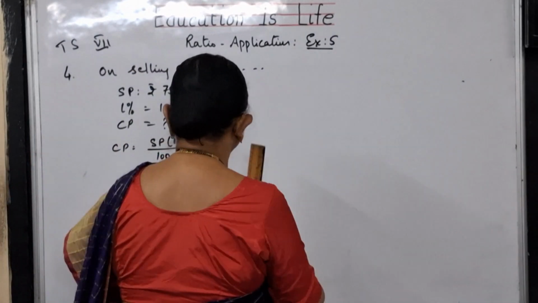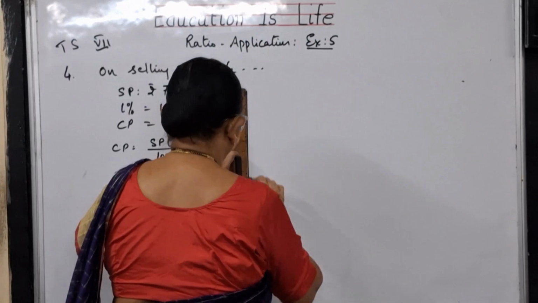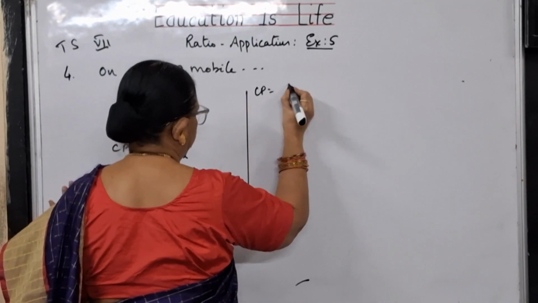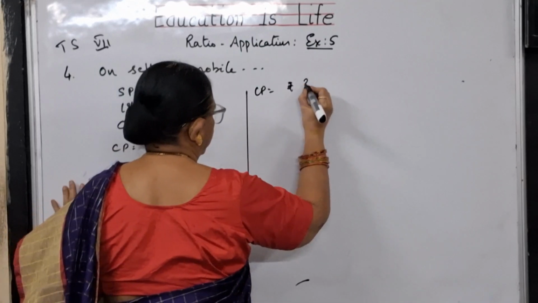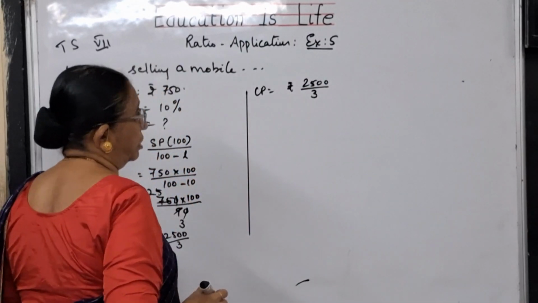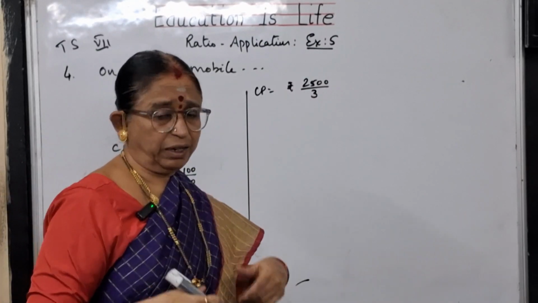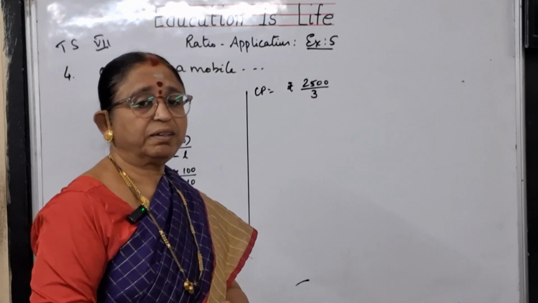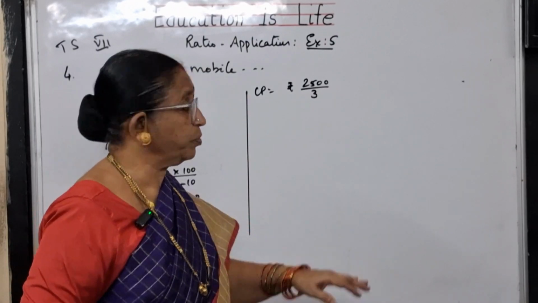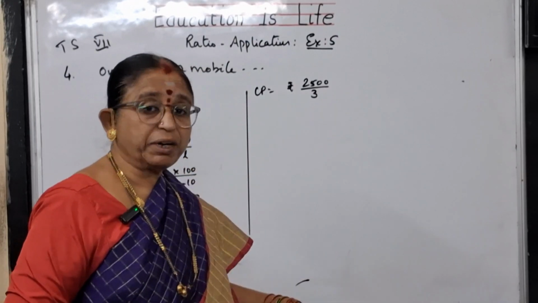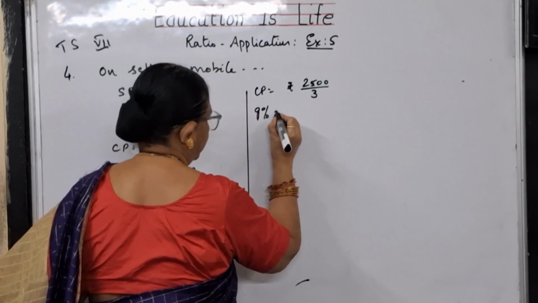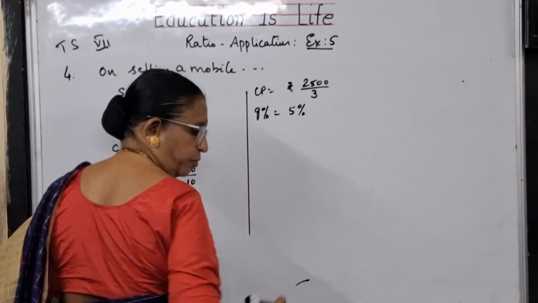So let me continue with the second part of the problem. Now let us take cost price as rupees 2500 by 3. I am not dividing, because unnecessarily making your problem complicated is not required. When you continue, you can easily solve the problem. So I am stopping it here only and continuing for the next one. What is the gain percent they have given? I think it is 5%.